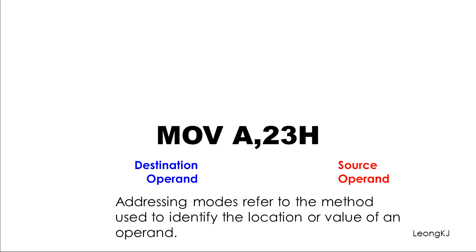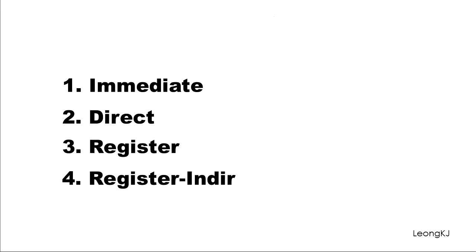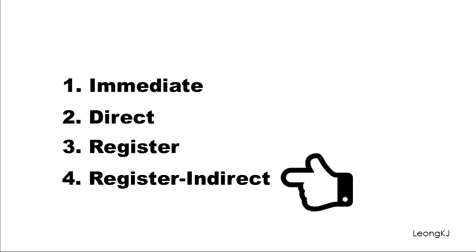Remember, the addressing modes refer to the method used to identify the location or value of an operand. The source operand 23 hex: is this a location or a value? We shall cover 4 addressing modes: immediate, direct, register, and register indirect.